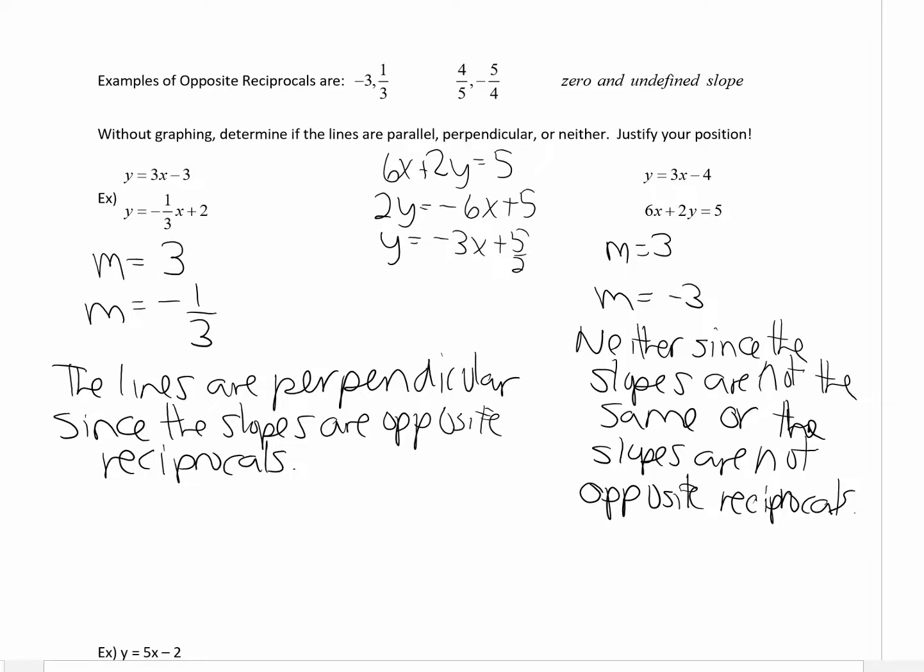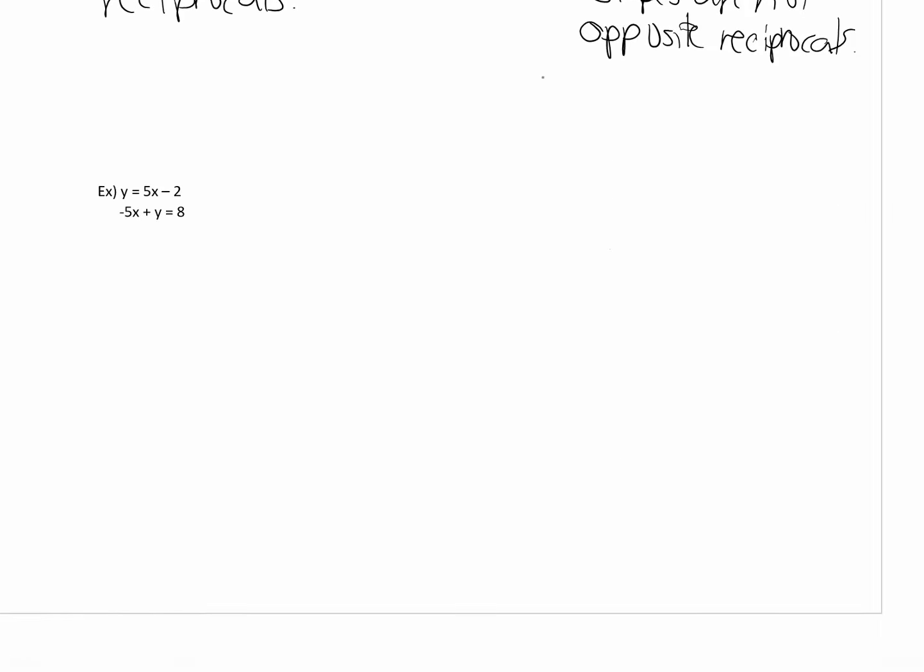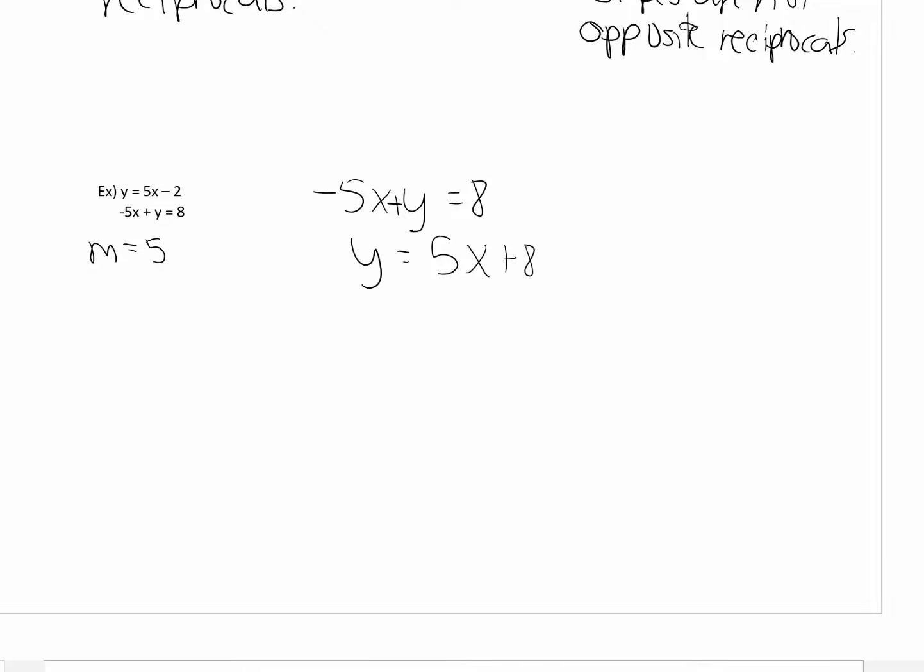Okay, one other example I want to take a look at. So again, the equation on top is already in slope-intercept form. The bottom is not, so I'm going to write this over here on the side. Add the 5x. So here the slope of this equation is also 5. Since the slopes are the same, these lines are parallel. So let's write that out.